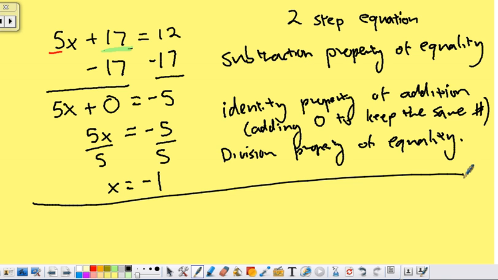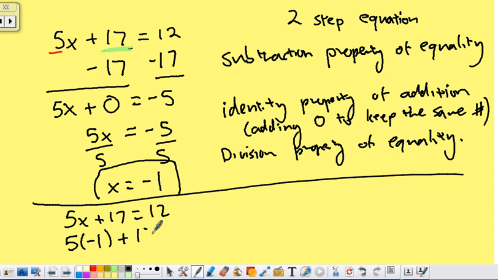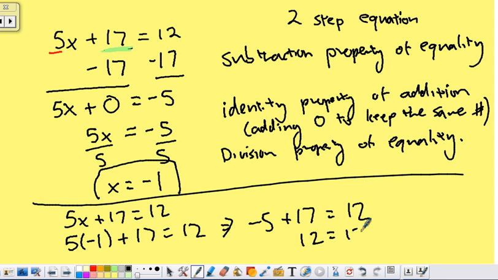Now, check your work. I know x equals negative 1. I'm going to place it back into my old equation. 5x plus 17 equals 12. And x is negative 1, so that's just 5 times negative 1 plus 17 equals 12. 5 times negative 1 gives you negative 5 plus 17 equals 12. Now, negative 5 plus 17 is positive 12 equals positive 12. And now I know that I am absolutely correct.